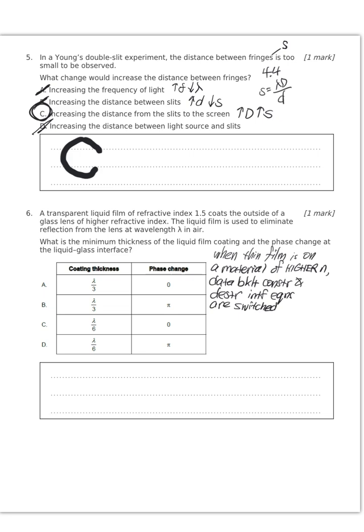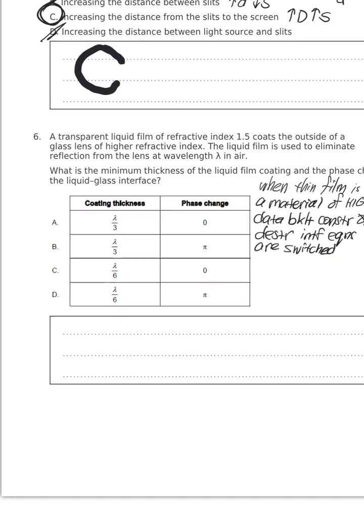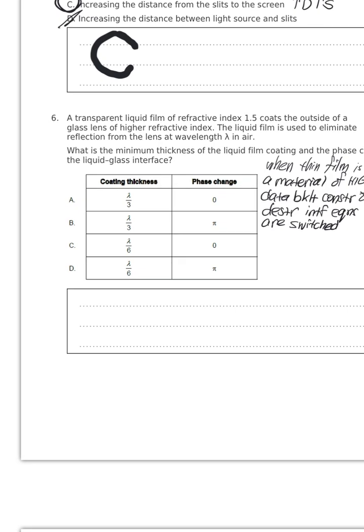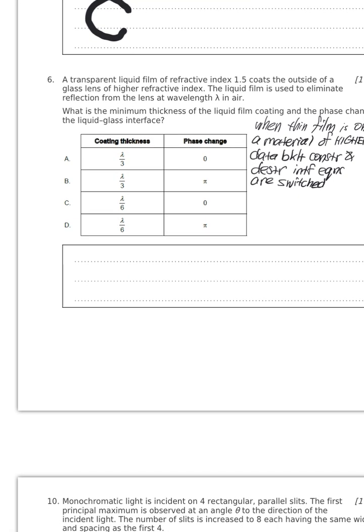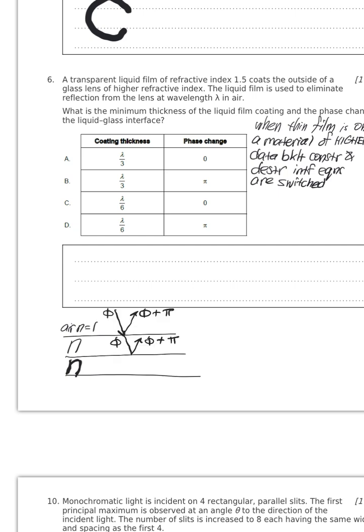Okay, so we're looking for the coating thickness and we're looking for the phase change. I think the phase change is easier to answer. So let's break down how that is going to work. I'm going to draw it beneath the answer spot. All right, so we're going from air with an index of 1 to the thin film and then to glass, which has a higher index. So here are the rays.